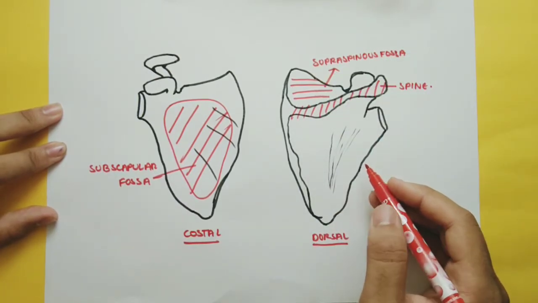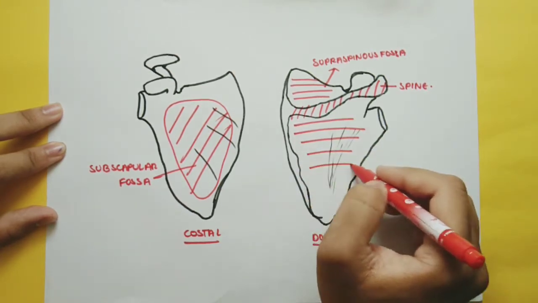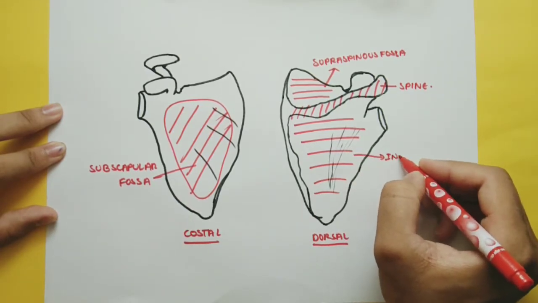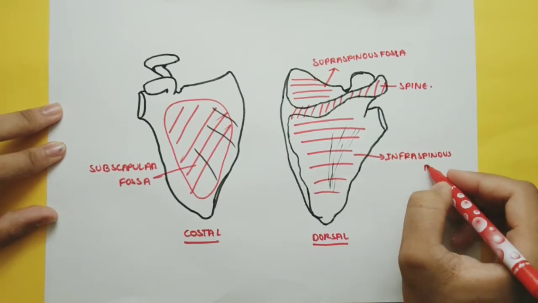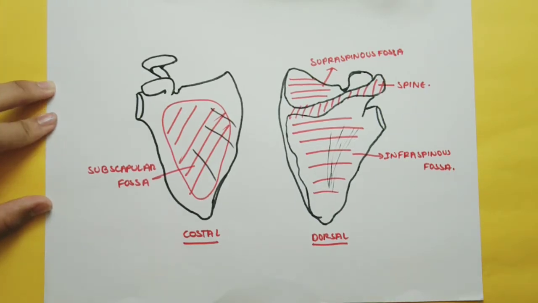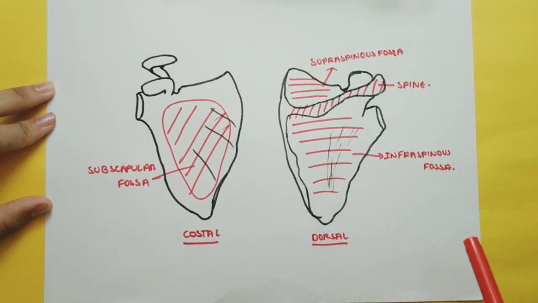And the depression below the spine is, guess what is this? Infraspinous fossa. These both supraspinous and infraspinous fossa are for the attachment of homonymous muscles, the supraspinatus and infraspinatus muscles.